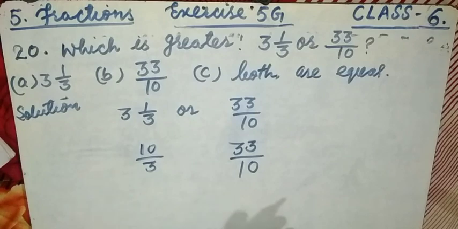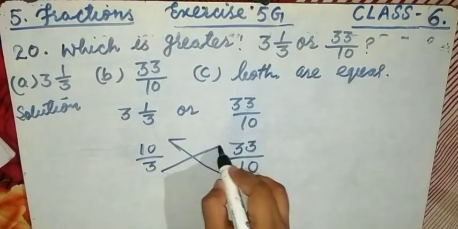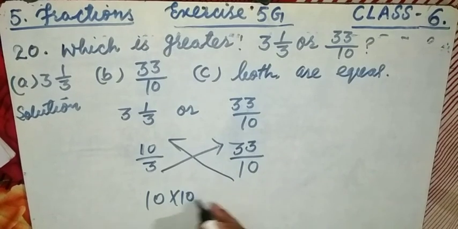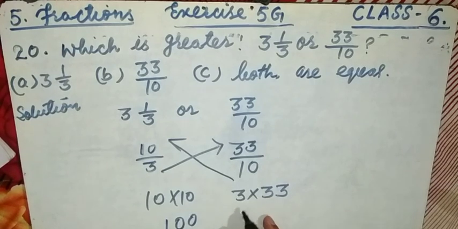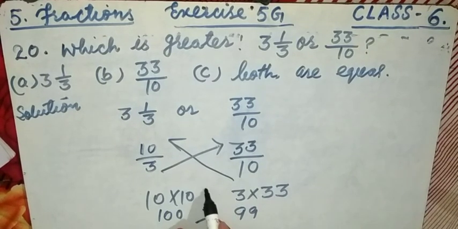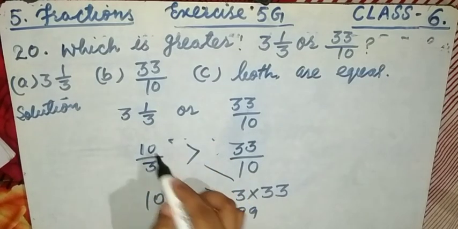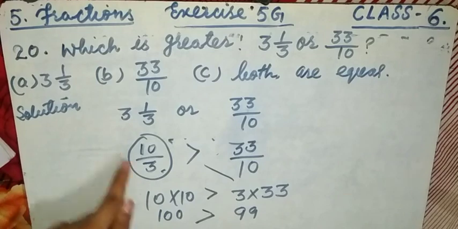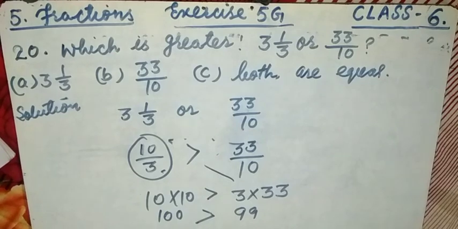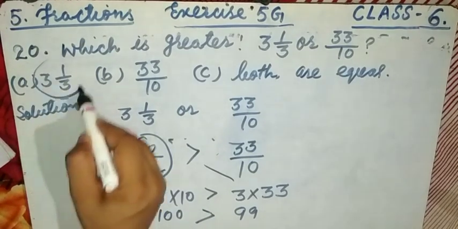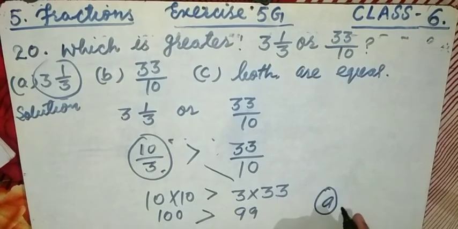Now by cross multiplication, 10 multiplied by 10 and 3 multiplied by 33. So 10 times 10 is 100, and 3 times 33 is 99. Look here, 100 is greater than 99. So 10 by 3, which is 3 1 by 3, is greater, which means 33 by 10 is less. So 3 1 by 3 is greater. Option number A is correct. Option A says 3 1 by 3 is greater. I hope you will understand.